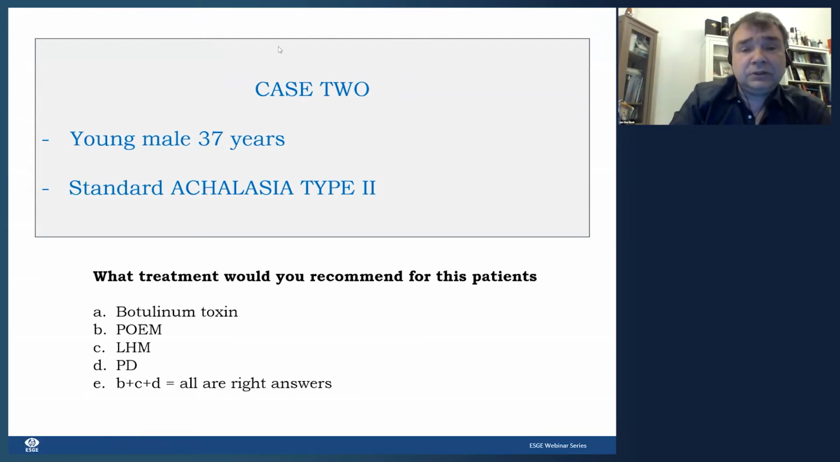Back to case 2. This is a young male, 37 years, standard achalasia type 2. What treatment would you recommend for this patient? The same question. A, botulinum toxin; B, POEM; C, laparoscopic myotomy; D, PD; or E, all of POEM, laparoscopic myotomy, and PD are right answers. Please vote.